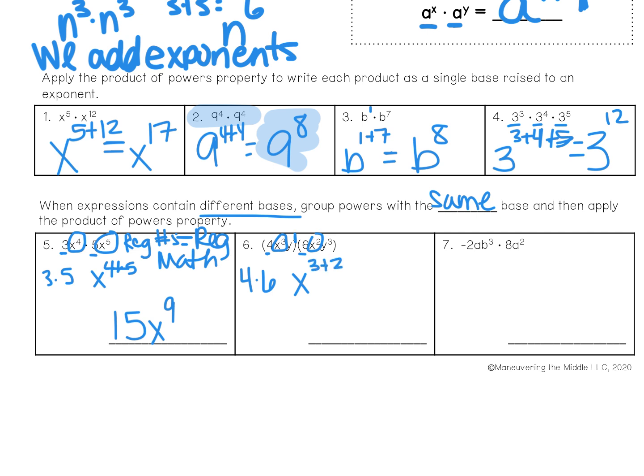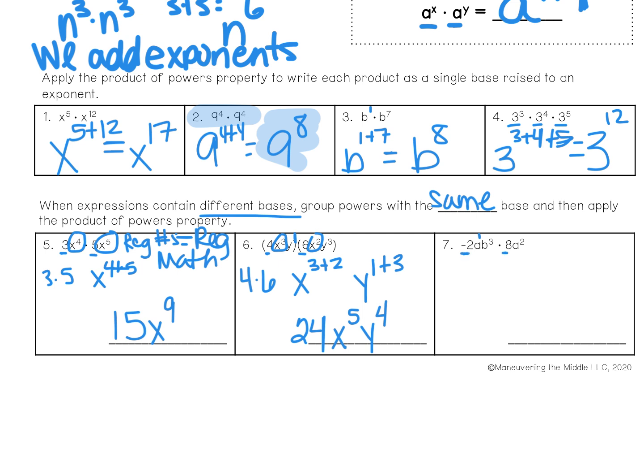This y is missing an exponent. I'm going to put a 1 there. 1 plus 3. So 4 times 6 is 24. X, 3 plus 2 is 5. Y, 1 plus 3 is 4. Same thing here. Make sure you're putting the 1s there when it doesn't have it.